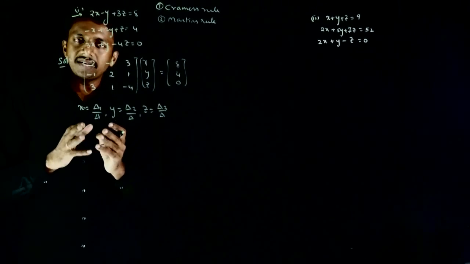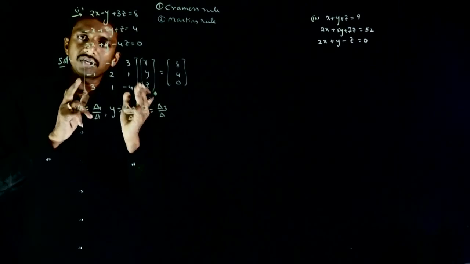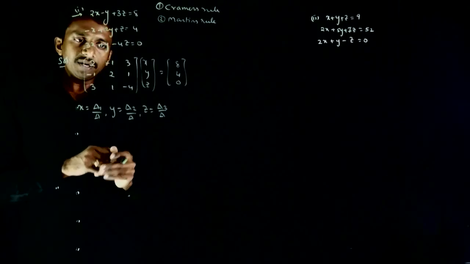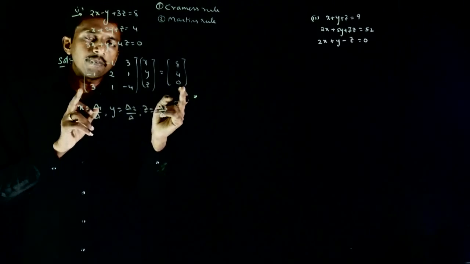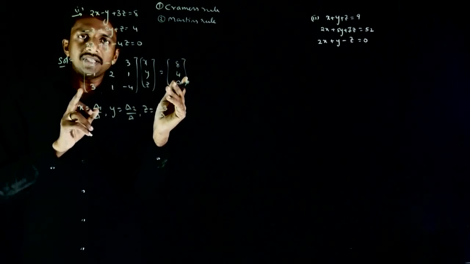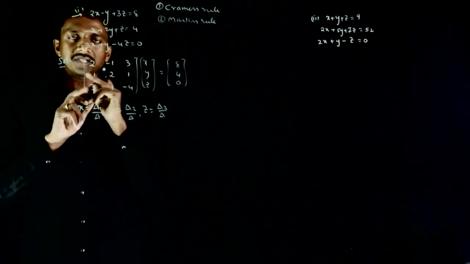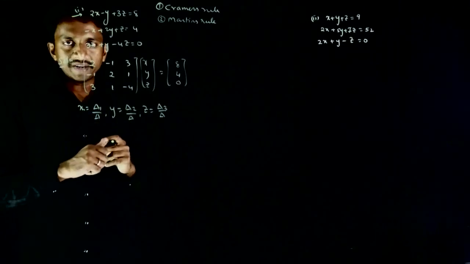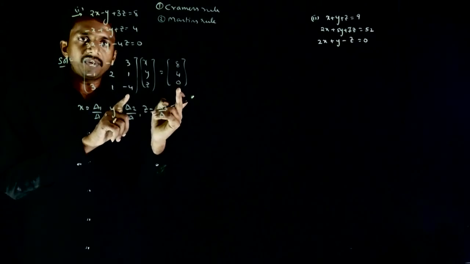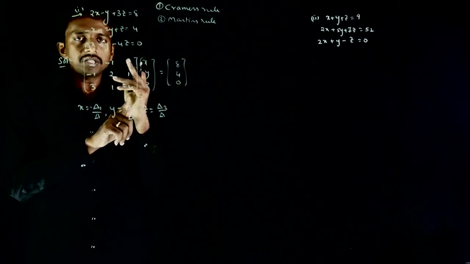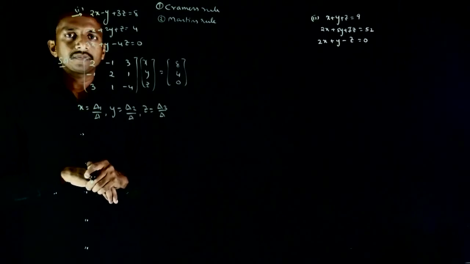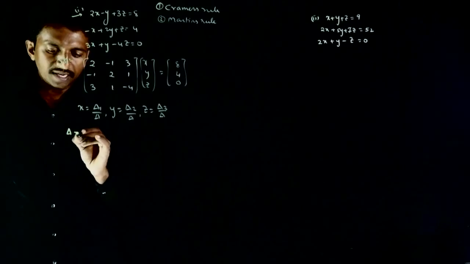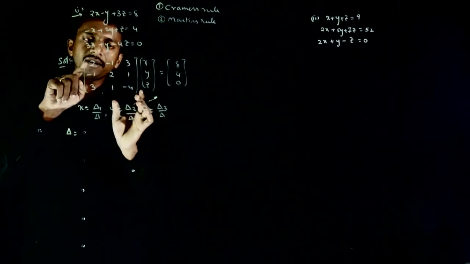So what is delta? Delta is the determinant of the original coefficient matrix. Delta 1 is the determinant of the coefficient matrix by interchanging the first column with the constant matrix. Delta 2 में आप second column को constant matrix से replace करते हैं. Delta 3 में आप third column को constant matrix से आप replace करते हैं. So first let us find delta. Delta is equal to determinant of this matrix.